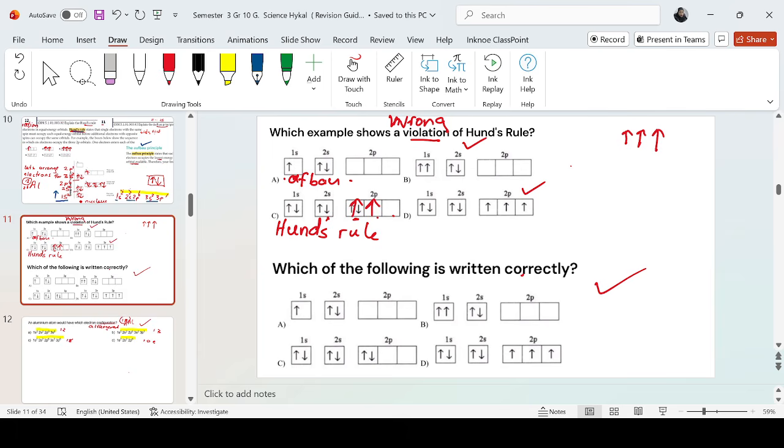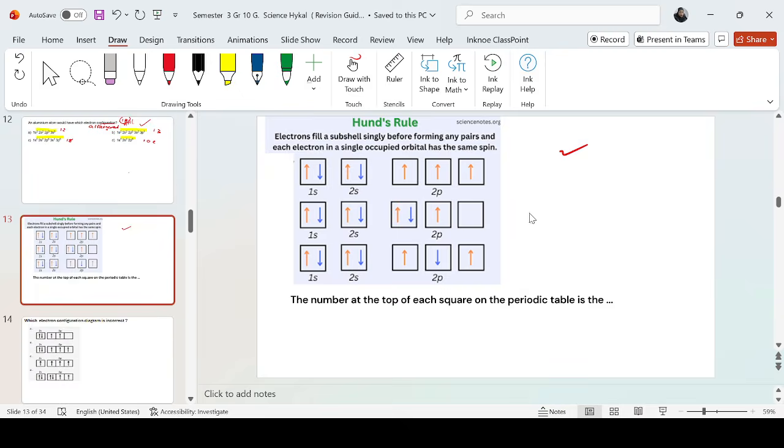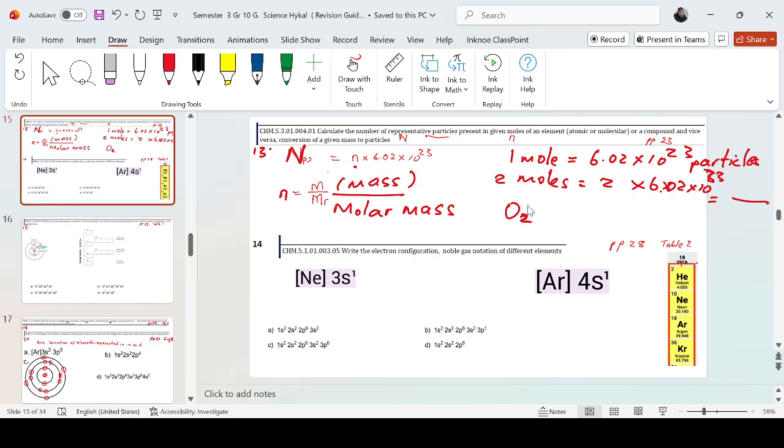Let's go to the question. We are here. So O2, what is the molar mass of O2? It's 16 plus 16, which is equal to 32 grams. This is 1 mole.